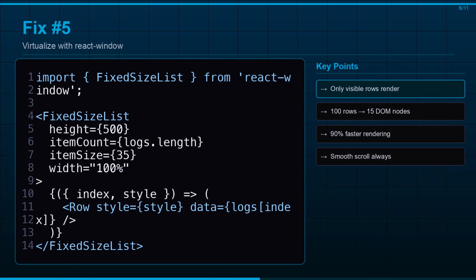Fix number 5. Virtualize long lists with react-window. If your activity log has 500 rows, React renders all 500 DOM nodes, even the invisible ones. With a fixed-size list from react-window, only the 15 visible rows render at any time. This cuts render time by up to 90% for large datasets.